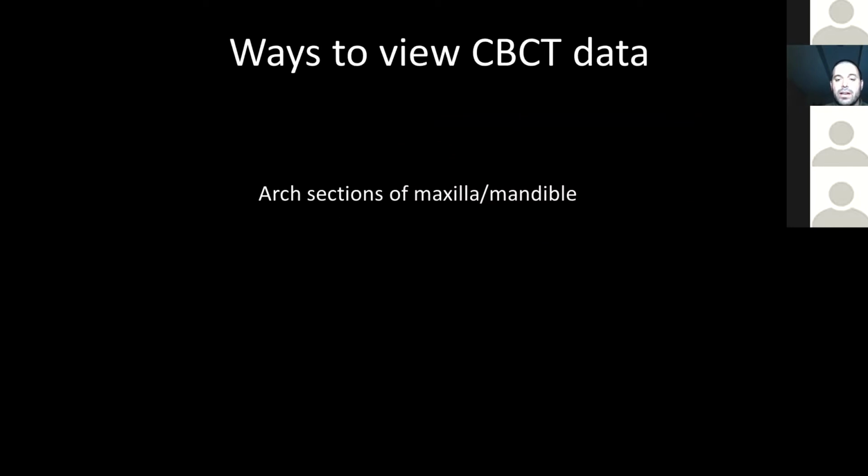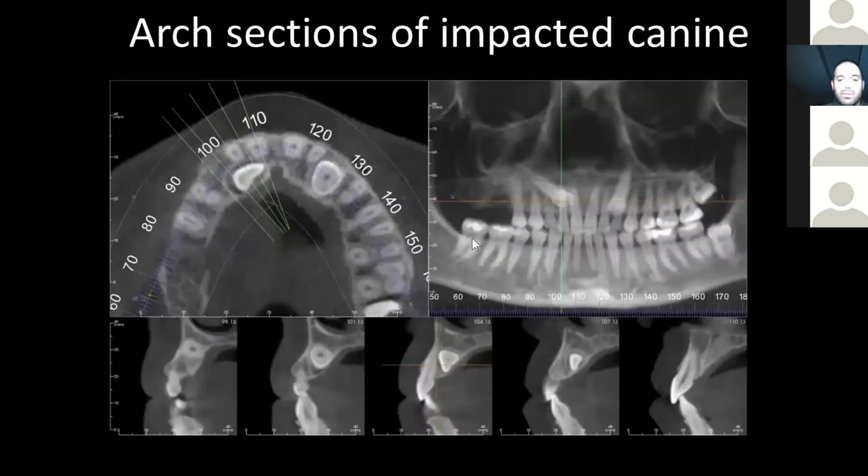Another really common way to review the cone beam CT dataset is with something called arch sections of your jaws, the maxilla and the mandible. And they'll look like this. And what I'll point out right now is what looks like a panoramic radiograph. It's a simulated or reconstructed radiograph in this case, and we'll cover that shortly.